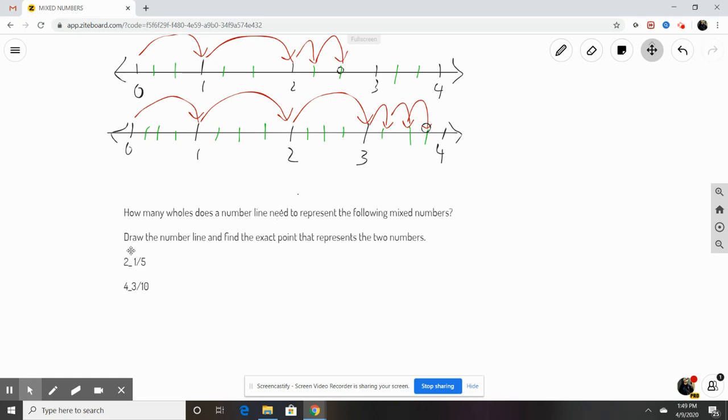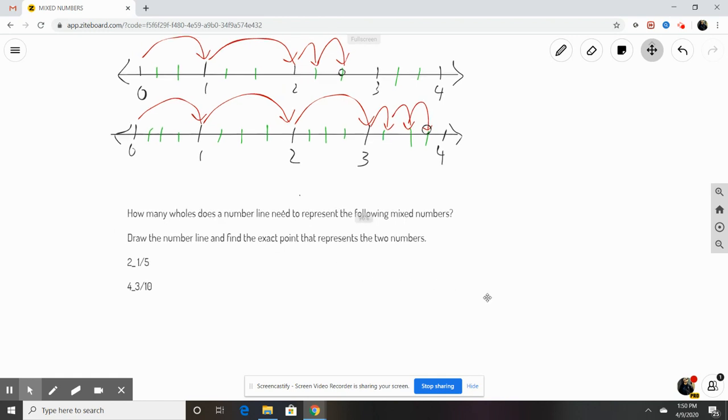So how many wholes do I need to represent this number? And how many wholes do I need to represent this? Remember that you have 2 and a fraction, and you have 4 and a fraction. Once you figure that out, I want you to draw the number line and find the exact point that represents those 2 numbers. I'm going to ask you to pause the video, work on this independent practice, and once you have your answers, click play again and we'll check together.